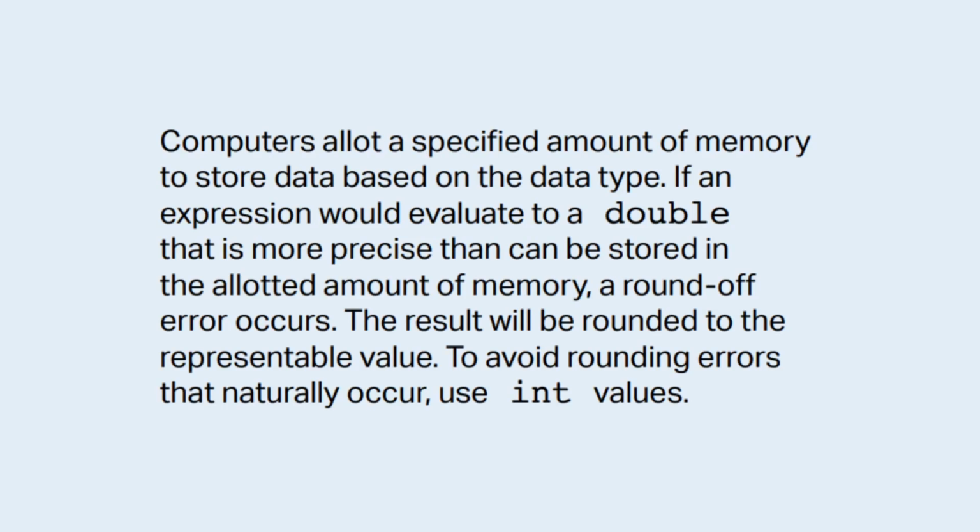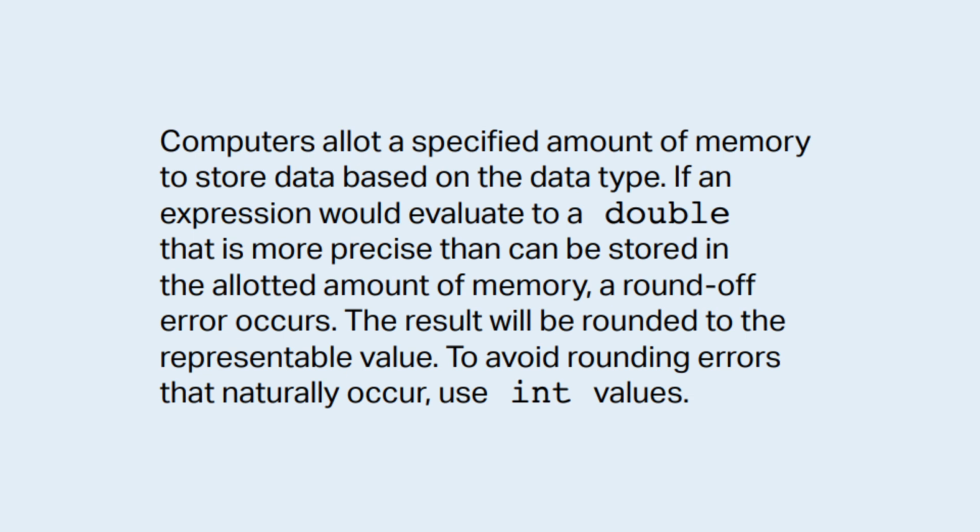So if you're ever working with numbers in the billions in your code, for whatever reason, be mindful of integer overflows because it's possible you could have no idea when one happens. Computers allot a specified amount of memory to store data based on the data type. If an expression would evaluate to a double that is more precise than can be stored in the allotted amount of memory, a round-off error occurs.